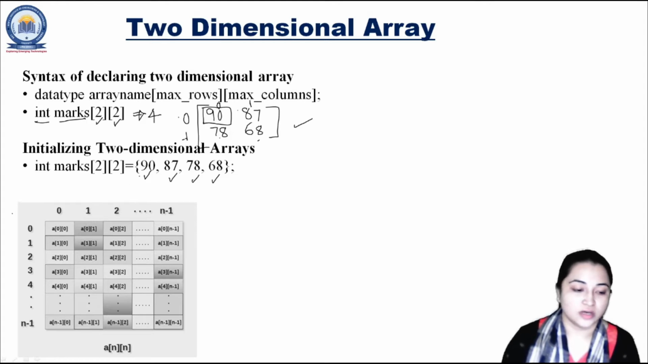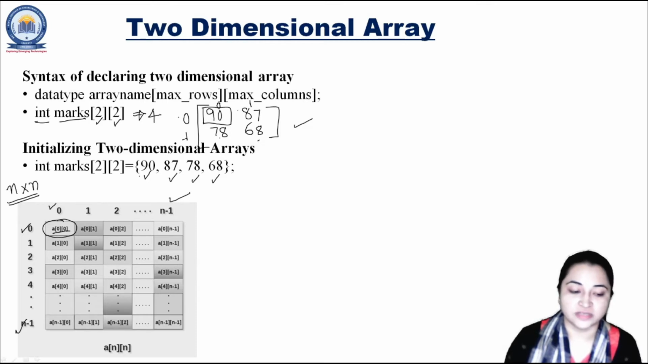Okay, so in general we can represent an n cross n matrix or two-dimensional array with this index. The index will range from 0 to n minus 1 in case of n elements in a row, and we have 0 to n minus 1 columns. In order to access the first element, we have to write the array name, row number and column number, that is A[0][0], and that will return us the first element of the matrix.